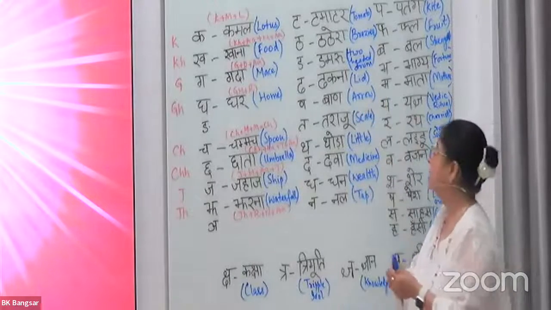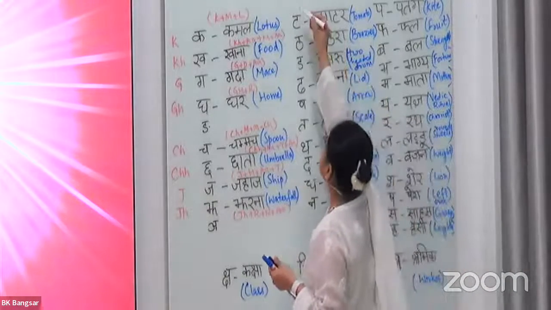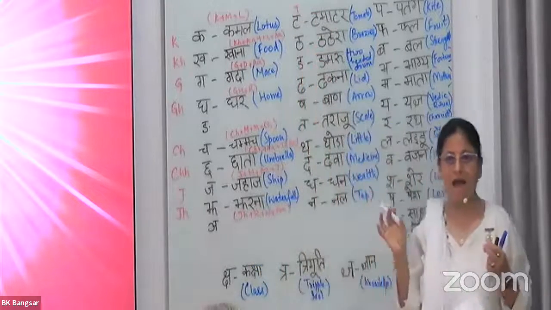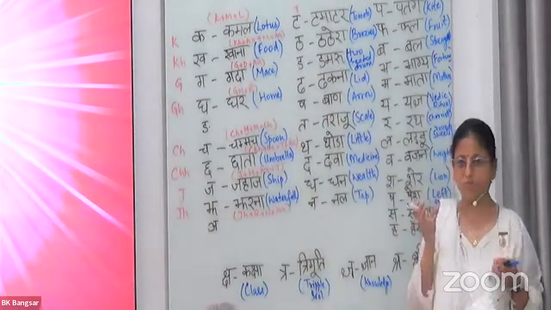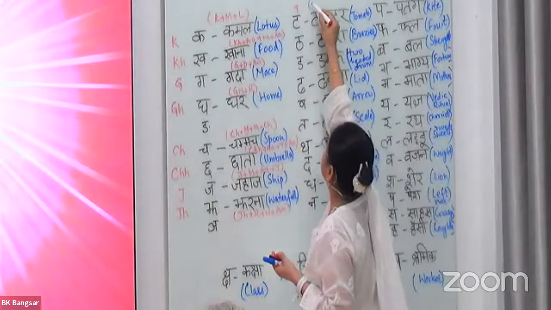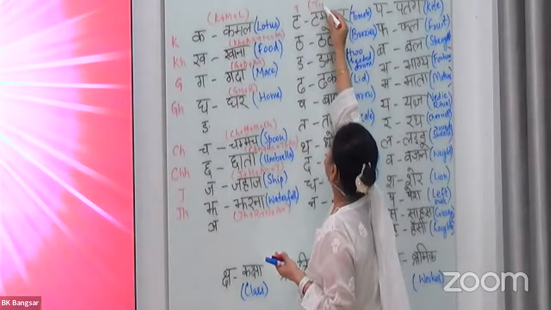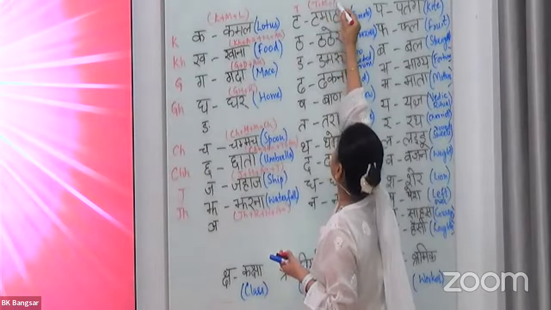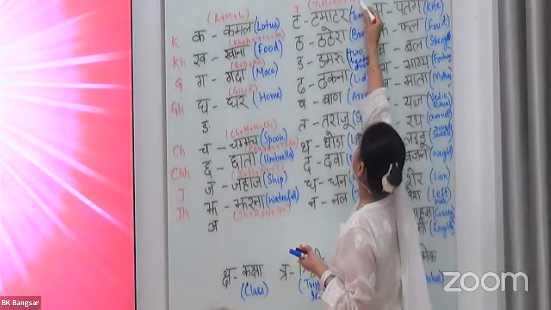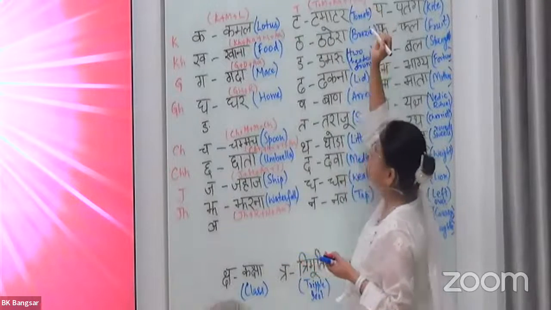Then is ta. Tamatar is tomato. How will you pronounce it? Ta, ma, t, a, r.